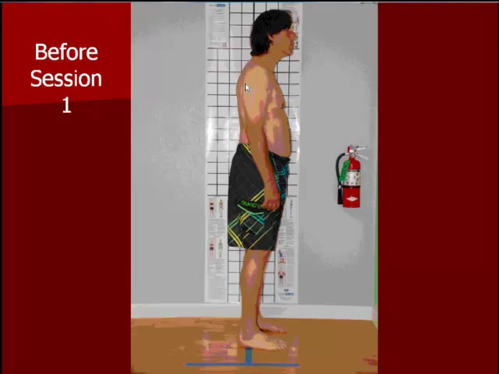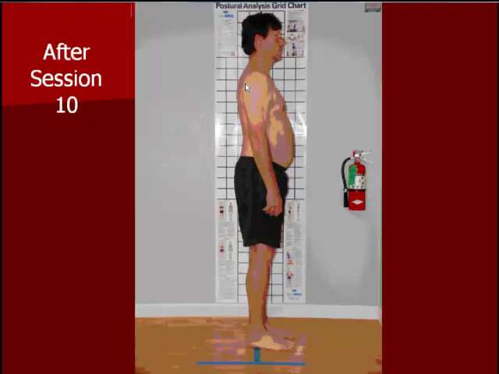So we're going to go to after our 10th session, and we're going to see a very significant change in his overall everything. As we come to his head, we can see that his head is much more over the shoulders, which are over the hips, which are over the knees, and the knees are over the ankles.